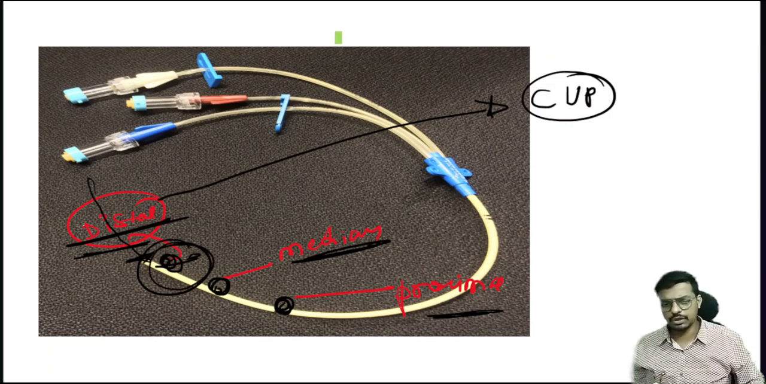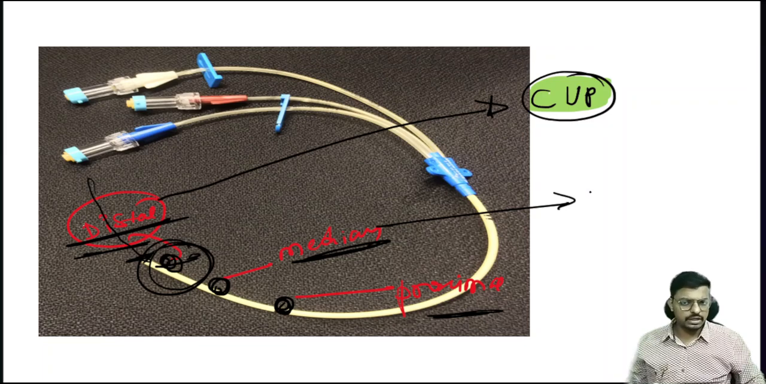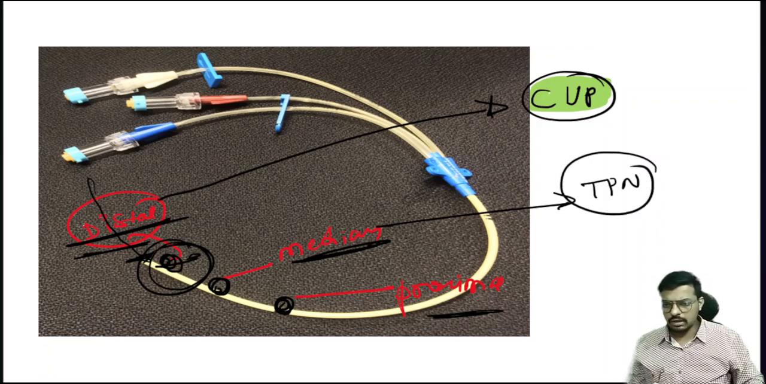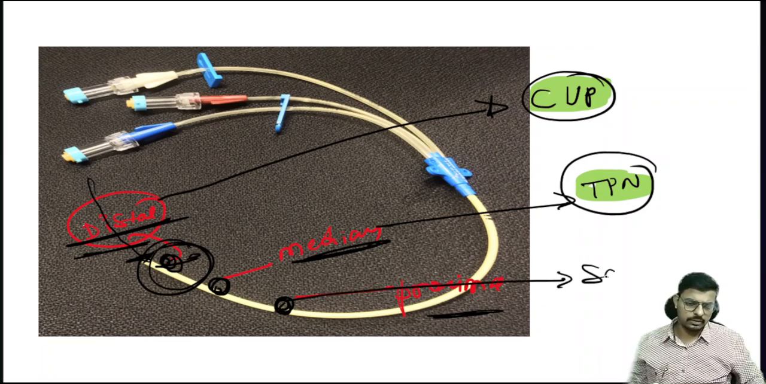So the blood pressure coming here will be directly transmitted to the distal lumen only. To monitor the pressure, the best lumen is the distal lumen, and to give total parenteral nutrition, the best one is the median lumen. Very importantly, these questions are asked in exams, nothing other than this.